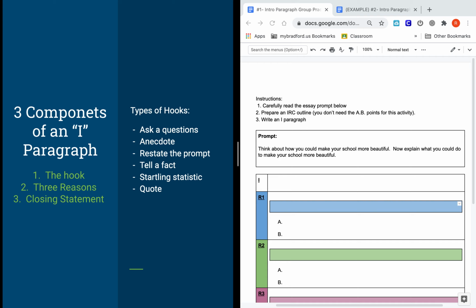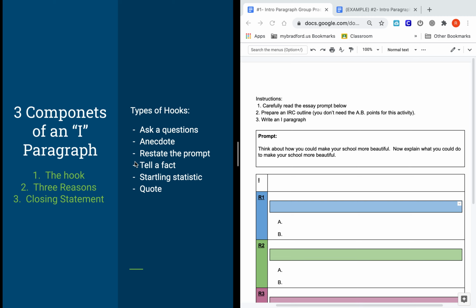So our first sentence, and it's only one sentence, needs to be the hook. The hook is going to draw the reader's attention in. It's going to make them want to keep reading. It's going to get them thinking about the subject. We have a couple different types of hooks on this side of the screen. You can ask a question. You can tell an anecdote. An anecdote's like a sort of related fact. It doesn't have to be proven. It doesn't have to be cited or quoted. It's like general knowledge. And I'll give you an example of that when we do our practice I paragraph.